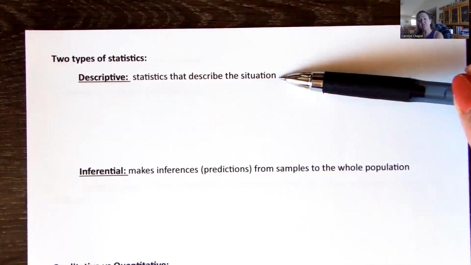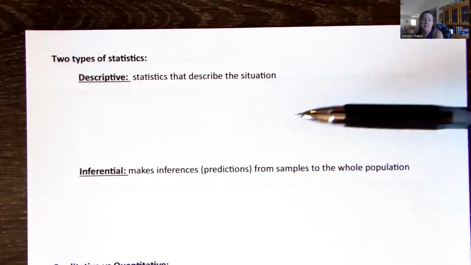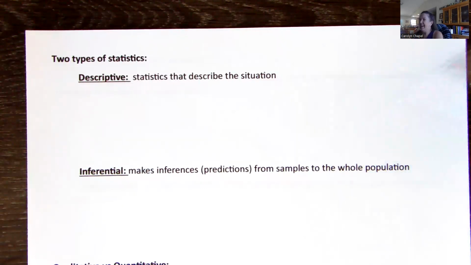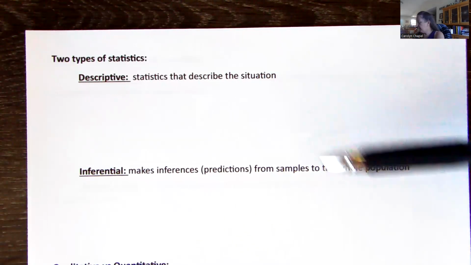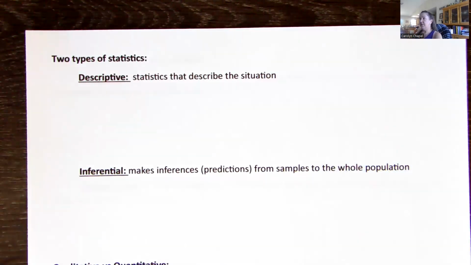Some other examples of descriptive is if we just find an average. So the average height of women is 53 inches. I don't know if that's true or not, but that would just be a descriptive. If we try to infer that onto the entire population, then that's when we start getting the difference of the two.